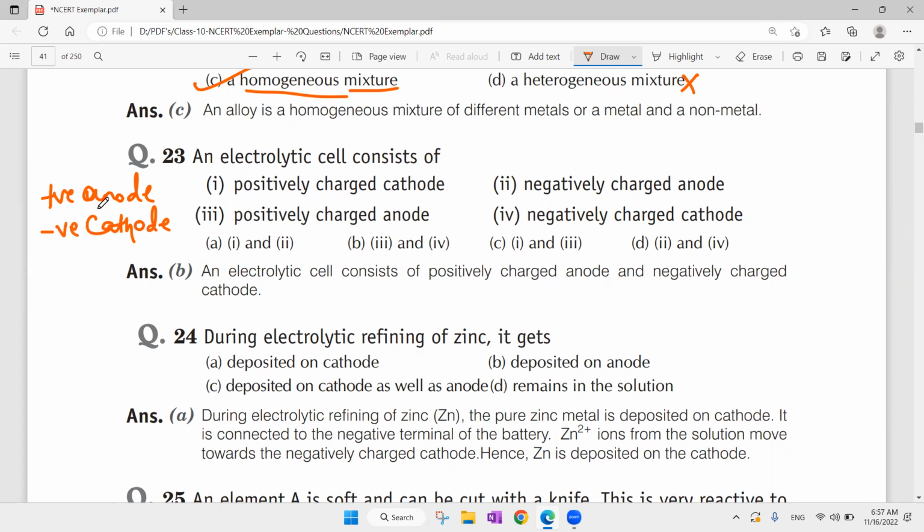So where is the positively charged anode? Here we have the positively charged anode. 3 is correct. And negatively charged cathode, this one, 4 is correct. 3 and 4, answer B is correct. Yeah, they have given positively charged cathode, wrong. Negatively charged anode, wrong. Like that.